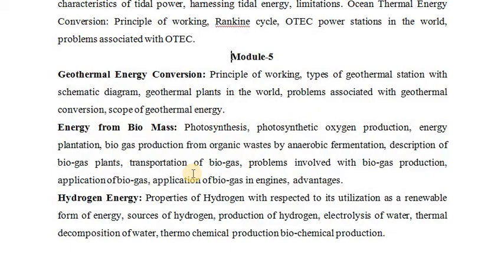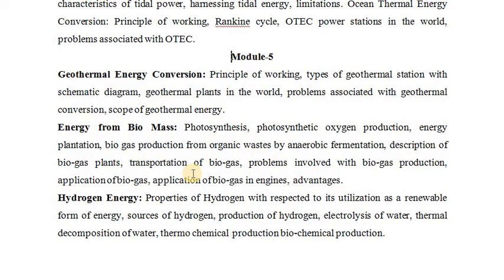Next you come to the last module, the fifth module. In this you are going to study different types of energies: geothermal energy, energy from biomass, and hydrogen energy. How to convert geothermal energy into electrical energy, the working principle of that. We want to study biomass. As you all know, biomass is very important: kitchen waste undergoes fermentation, and the degradation of this waste material can generate biogas.